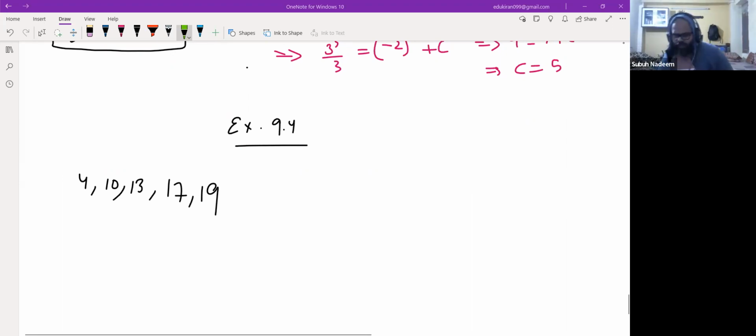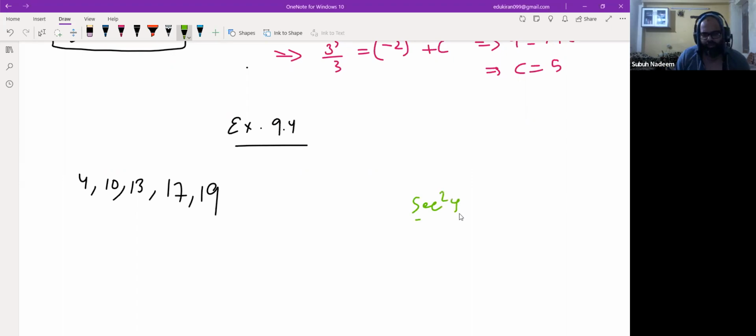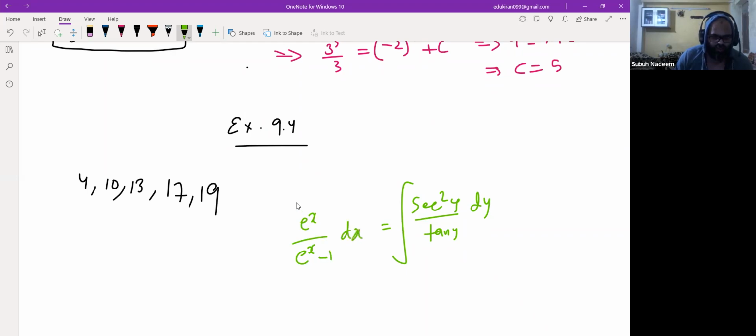So the 10th one, you have done the variable separation. Yes, I got the integration of e^x by (e^x minus 1) equal to the integration of sec square y by tan y. Correct. So sec square y by tan y dy on the right, and on the left you are getting e to the power x by e to the power x minus 1. Now you have done so much integration, you should not face a problem.